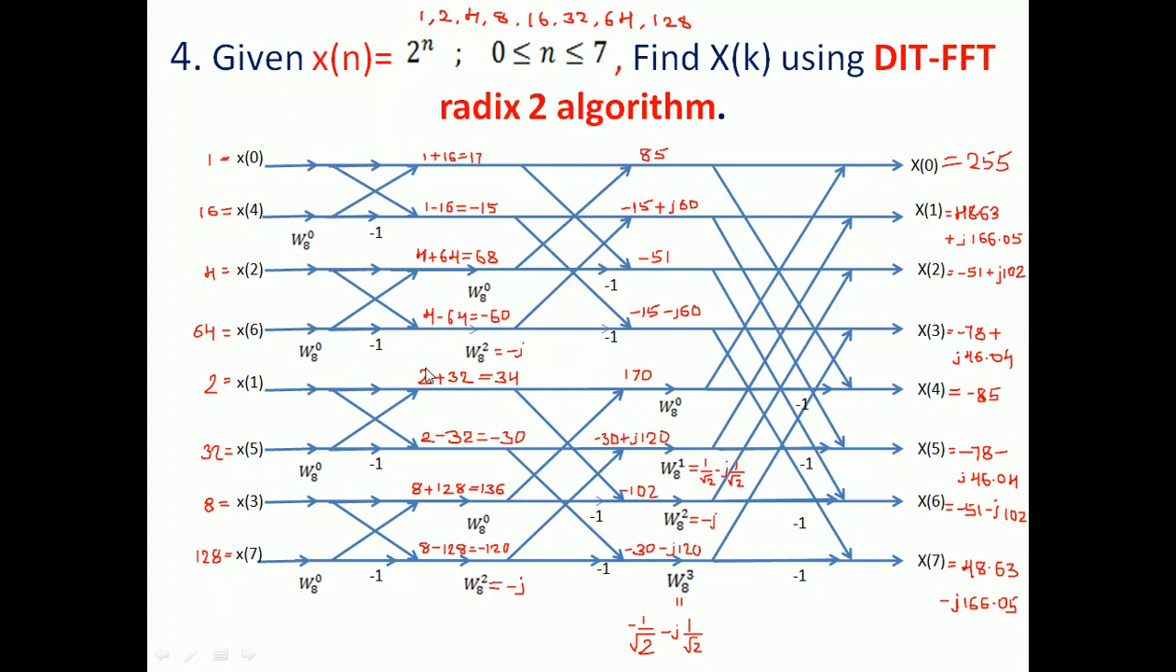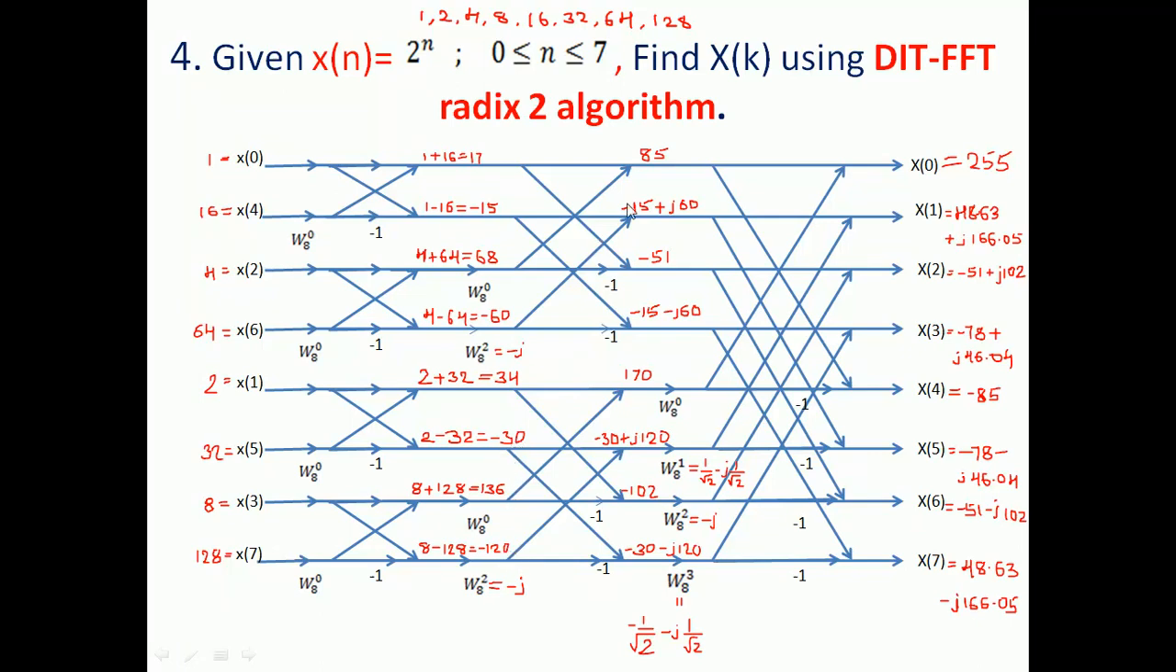At this point we have 2 plus 32, that is 34. At this point we have 2 minus 32, that is minus 30. Similarly here 136 and minus 120. And here this minus 60 is multiplied with minus j, and this minus 120 is multiplied with minus j. So at this point we have 17, minus 15, 68, and this is plus j 60, and this is 34, this is minus 30, and this is 136, and this is plus j 120.